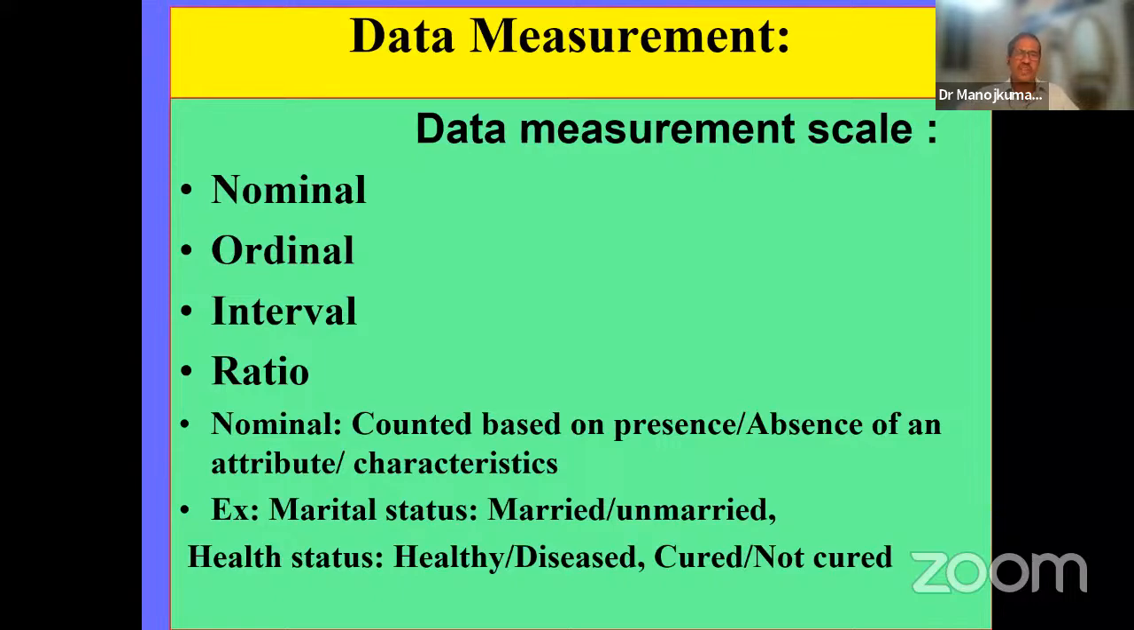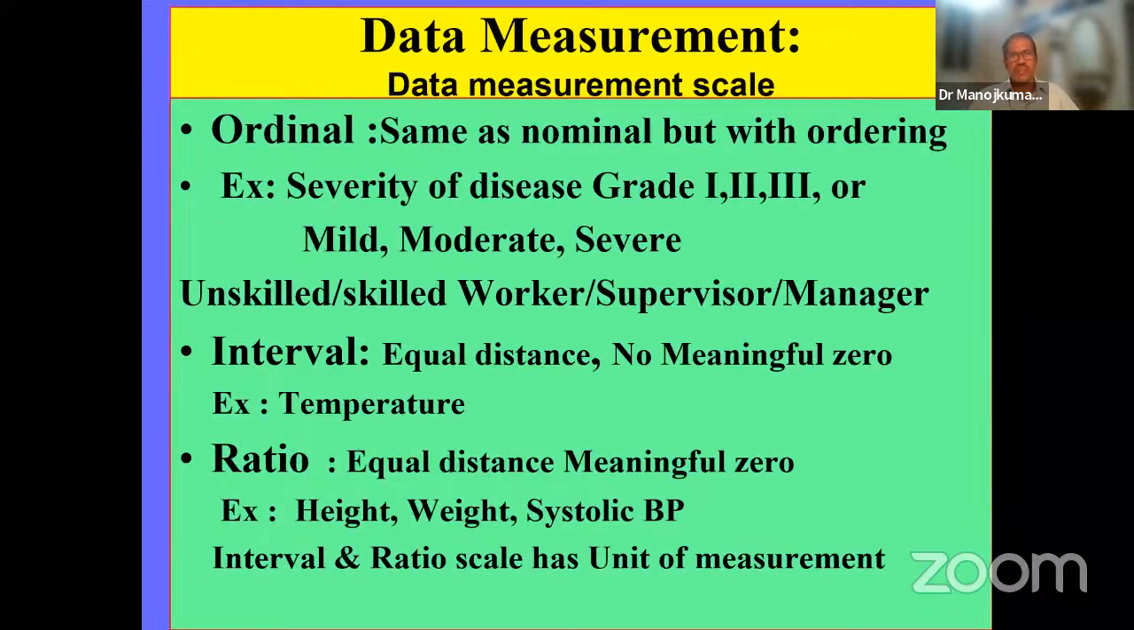Then next is the ordinal variable. An ordinal variable is the same as nominal, but there is some ordering of the data. Say, for example, in an office we see there is a peon, clerk, manager, officer, managing director, chief executive officer, like that. This sort of classification we call an ordinal scale. Interval scale and ratio scale are both continuous variables. Temperature is the variable we call an interval scale because it has equal distance but no meaningful zero. Usually all measurements start from 0. Here 0 doesn't mean absence of temperature.